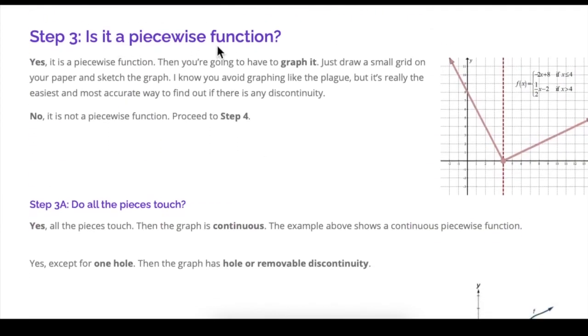Step 3 asks, is it a piecewise function? A piecewise function is when there is like two equations in one, and if that's the case, you're going to have to just go ahead and graph it. Just quickly sketch a little graph on your paper. You can draw the lines and sketch it out, and then you'll be able to tell by looking at it.